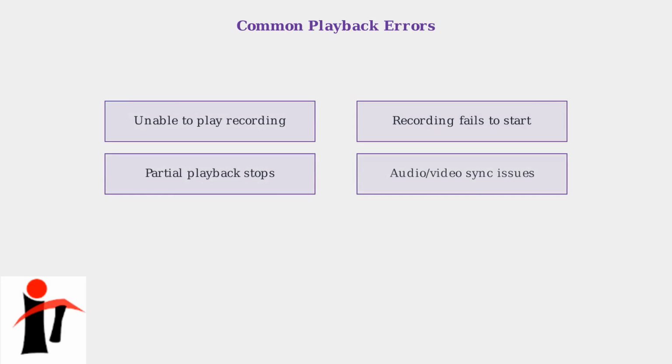When your TalkTalk YouView box encounters playback errors, it can be incredibly frustrating. Today, we'll explore the most common issues and immediate solutions you can try at home. The most common playback errors include unable to play recording messages, recordings that fail to start entirely, partial playback that suddenly stops, and audio-video synchronization problems.